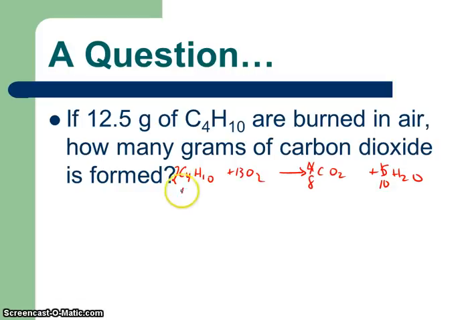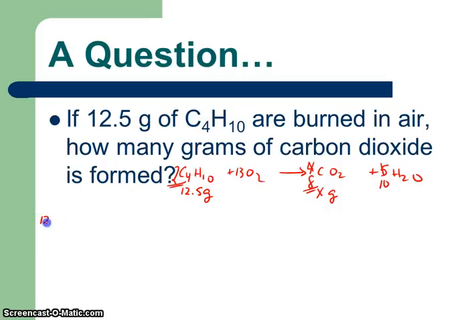We have 12.5 grams of butane, and we want to find out how many grams of carbon dioxide. Well, the balanced equation tells us that for every 2 moles of butane that reacts, 8 moles of carbon dioxide are going to be produced. So we're going to be able to relate butane to carbon dioxide by using moles.